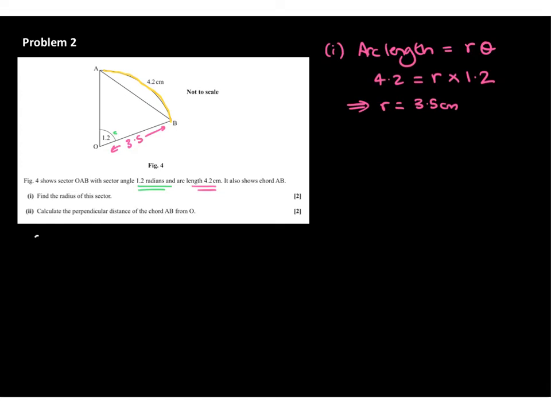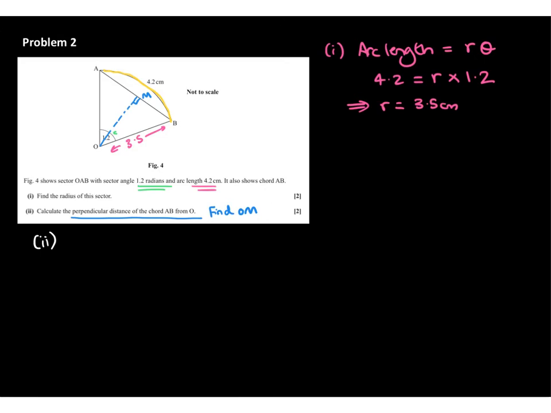Now, what about part 2? Make sure you understand the question and read it carefully. Calculate the perpendicular distance of the chord AB from O. Now, the perpendicular distance will, of course, bisect this angle 1.2, and it's this. So if I call that M for the midpoint of AB, that means we need to find the distance OM.